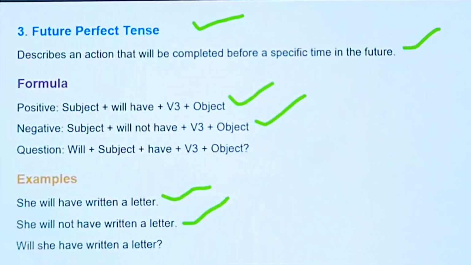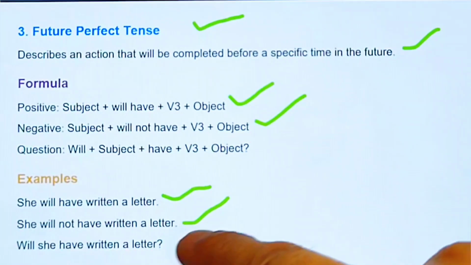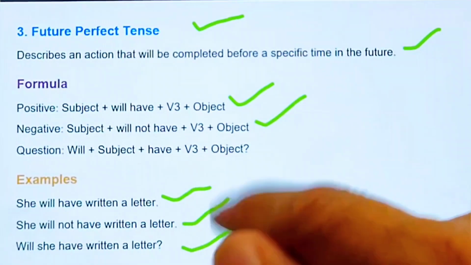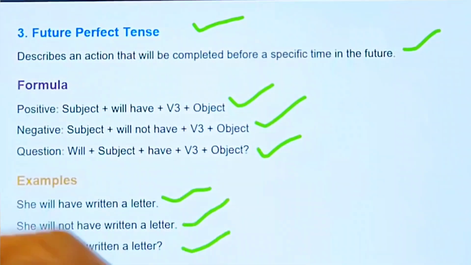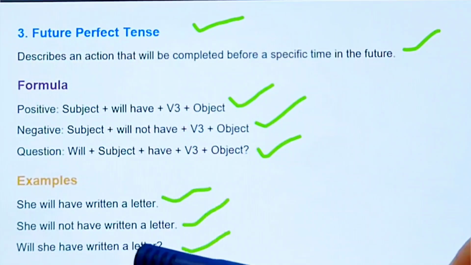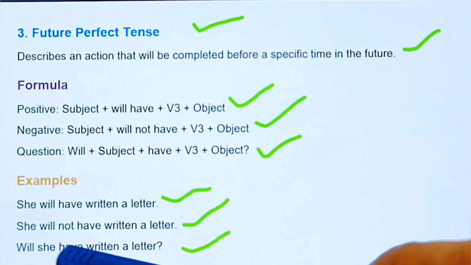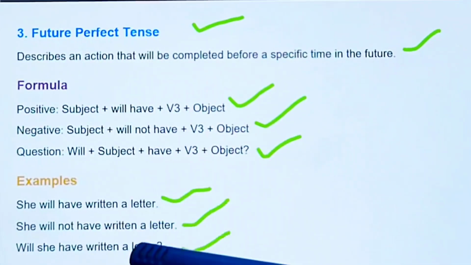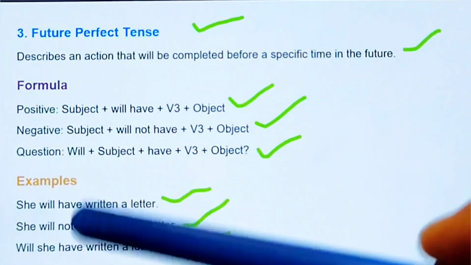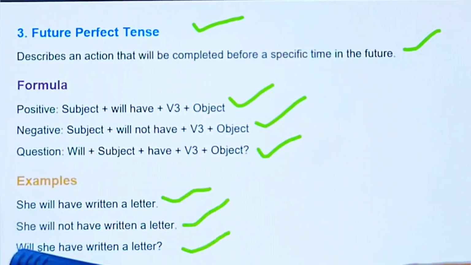If we have an interrogative, there's a question mark at the end of the sentence, and the formula is this one. Let's explain this sentence. Will she have written a letter? So will is at the start of the sentence because it's interrogative, plus the subject she, have written for future perfect, written is the third form, and the object here is a letter. So this is very simple as well. Here we repeat the sentence: will she have written a letter?